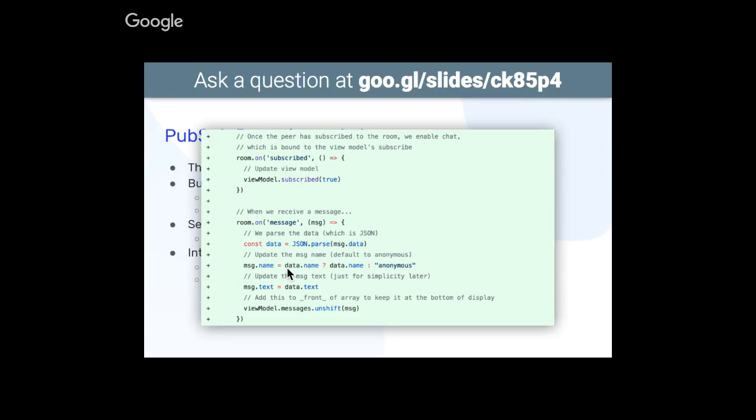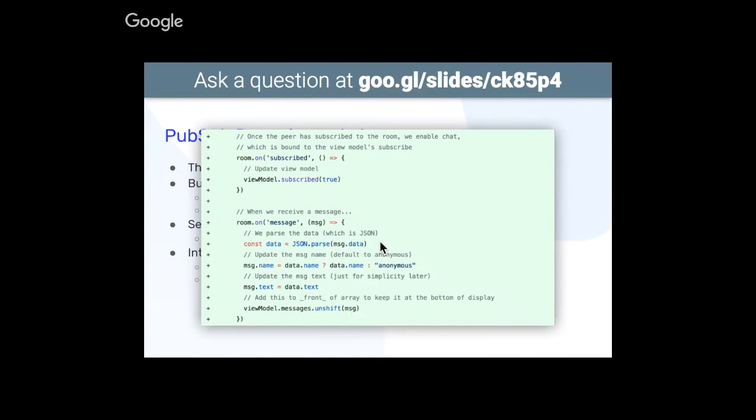And then we'll update the text just so that it's nice plain text instead of the JSON data. And then we just add this to the front of our messages array in our view model. We use unshift here to stick this message at the front so that we keep it at the bottom of this display like a traditional chat app.